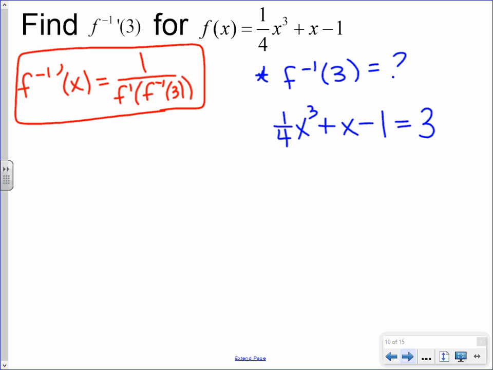2, let's try 2. What's 2 cubed? Times 1/4? Plus 2? Minus 1. Okay, so f of 2 is 3. You can either guess and check or use your calculator. Sometimes it'll be a problem that you can actually factor, but this one we didn't have a choice but to guess and check. Okay, so if f of 2 is 3, then that means f inverse of 3 equals 2.